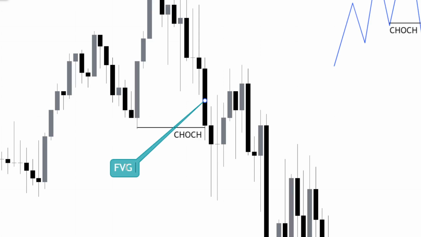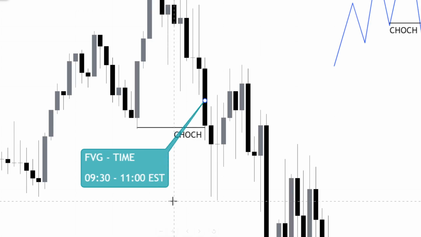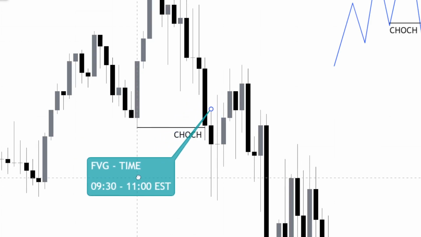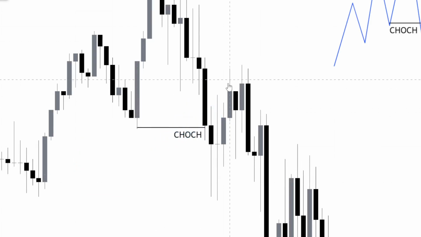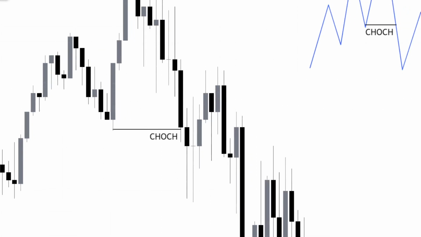Now, the most important thing when it comes to fair value gap is time. What times are we looking for the fair value gap? Now the time specifically is from 9:30 to 11 a.m., right? 9:30 to 11 a.m. Eastern Standard Time. So that's very important to understand when it comes to looking for fair value gaps, right? So we have a fair value gap over here. So very simply from here we enter off the fair value gap, okay?